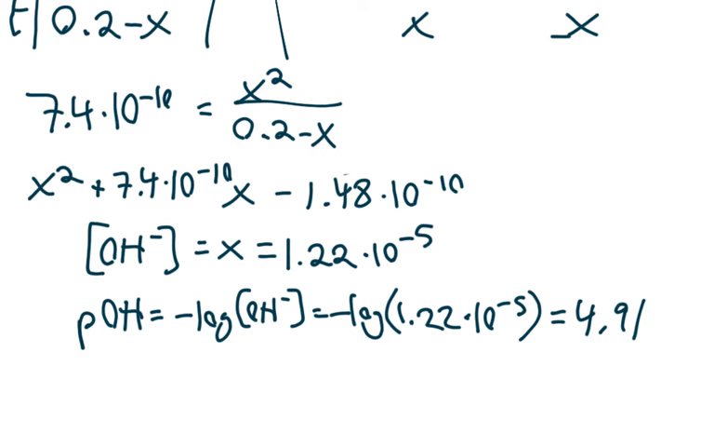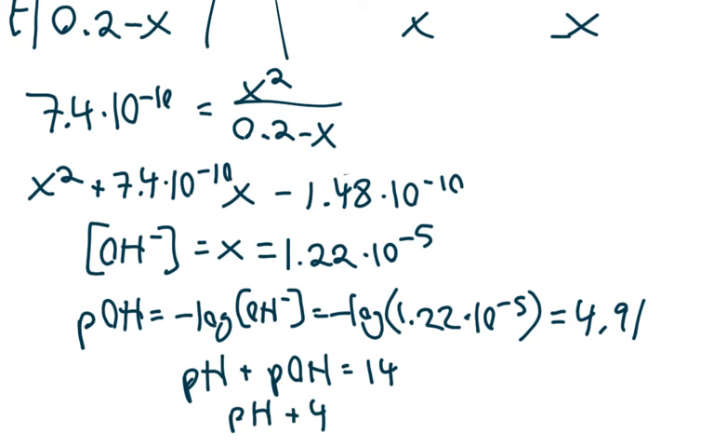So a lower p-whatever means you have more whatever. So a lower pOH means we have more OH, which makes sense because we put in a base. But the question asked for pH. So how do we get pH from pOH? Well, you know how H3O plus and OH minus concentrations have to multiply to 10 to the negative 14th? Well, it turns out if we do some logarithm math there, the pH and the pOH have to add up to 14. So pH plus pOH equals 14. So pH plus 4.91 is equal to 14.